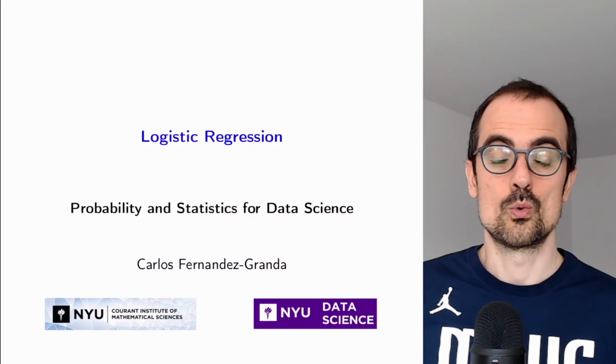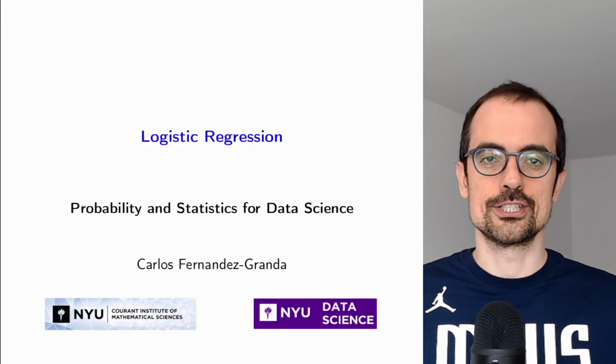In previous videos, we have talked a lot about linear models for regression. Today, we're going to explain how to use linear models to perform classification. The resulting method, which is called logistic regression, is extremely popular. It's used all over the place in data science. Let's get to it. We're going to talk about logistic regression.